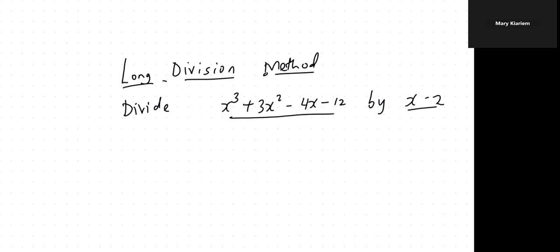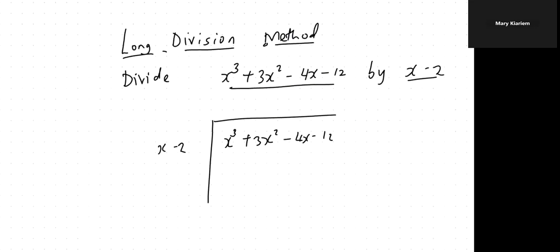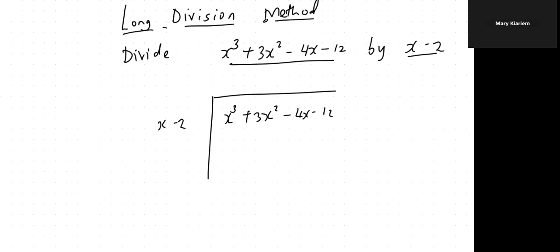So we write the long division sign like that, and the term that is being divided, we write inside the sign, that is x cubed plus 3x squared minus 4x minus 12. And then the term that divides, we put it outside the sign, which is x minus 2. So this process is a recursive process in that there are steps that are repeating themselves.